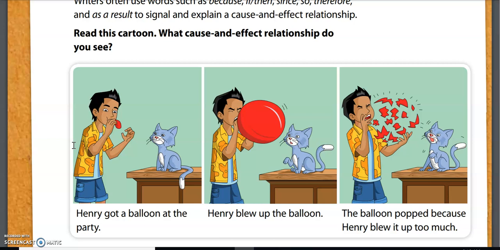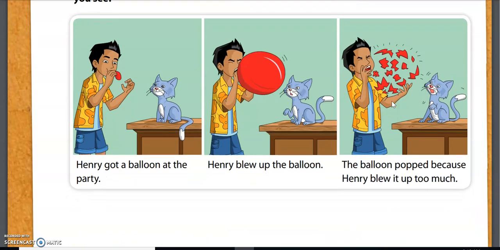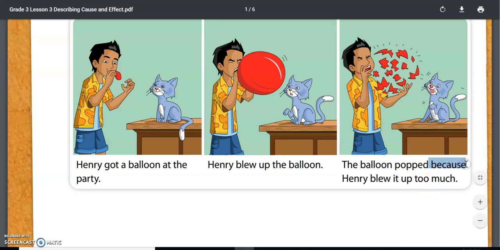Okay, so let's start with the first scene of the cartoon. Henry got a balloon at the party. Henry blew up the balloon. The balloon popped because Henry blew it up too much. Now, let's look at this last scene. What is one of those signal words that we learned right here? What is a signal word that we see? You're right, it's because. So let's look to see what was the effect.